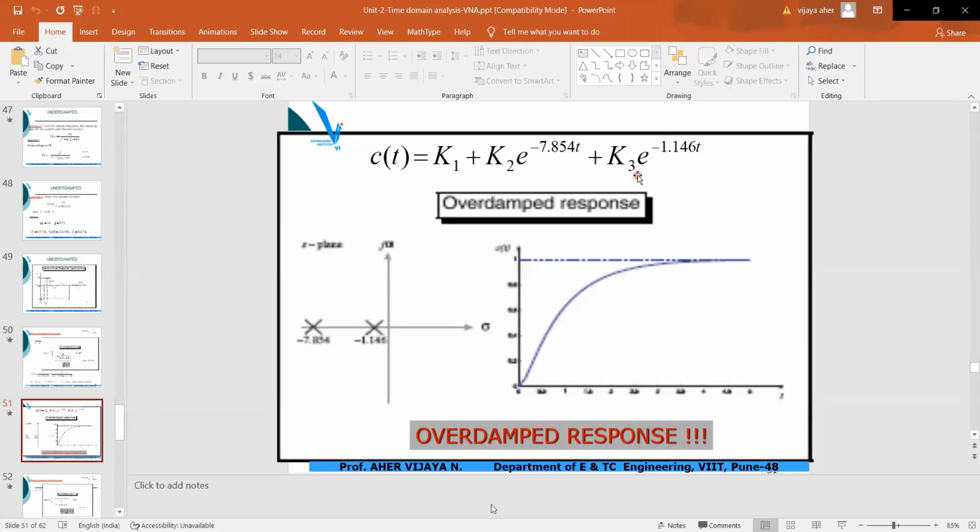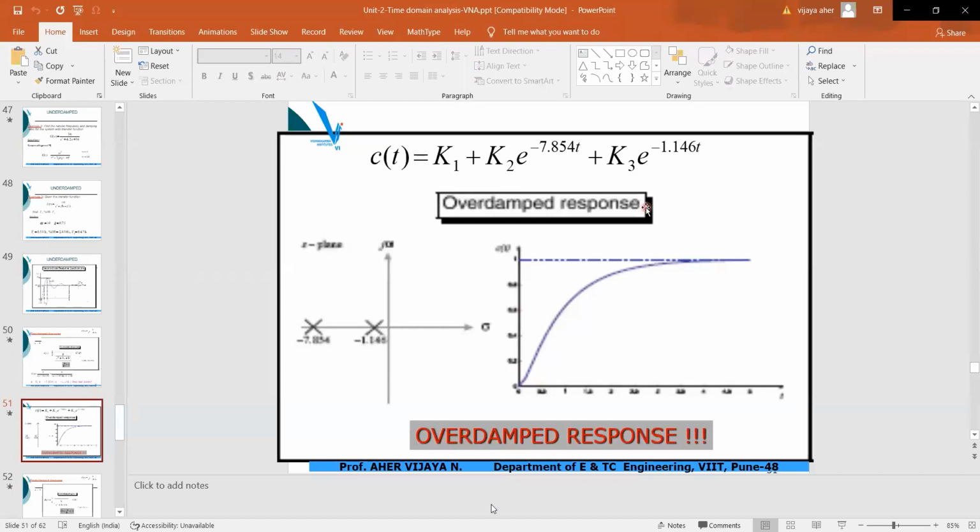And we have drawn the response. This is the response for second order systems. This response we are calling the overdamped response, right? What do we call it? Overdamped response.